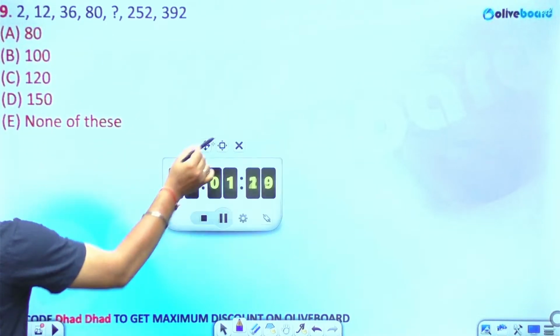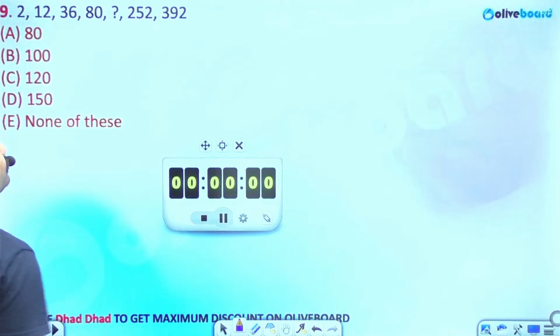Fine. This is important. Let's see whether you are able to do this question or not. This is a challenging question. Is it possible for you to do this question or not? Let's see.